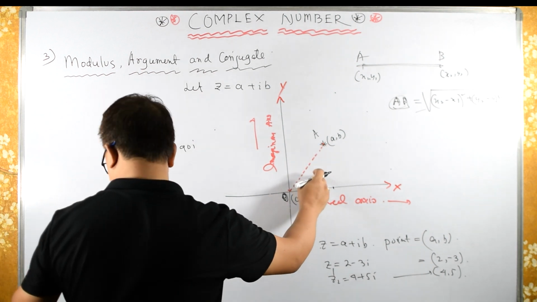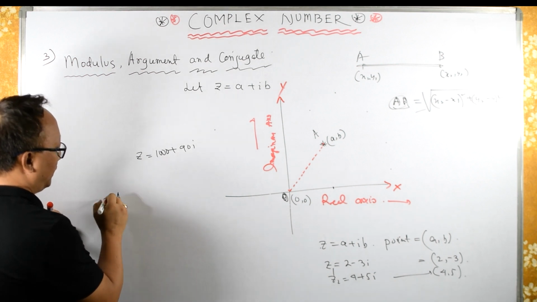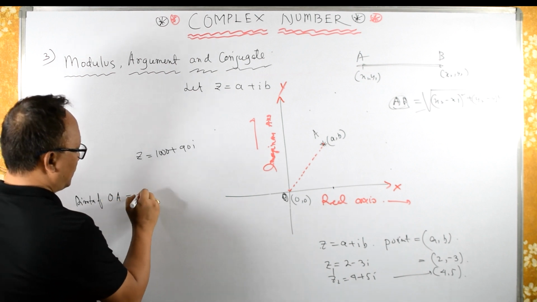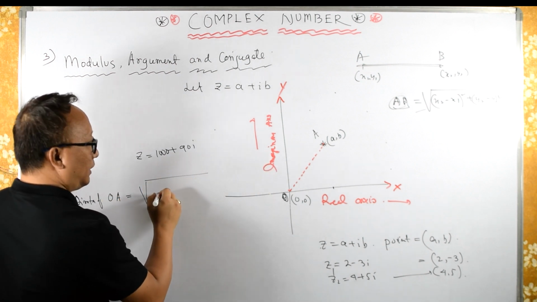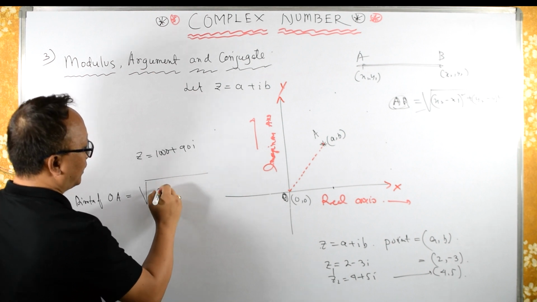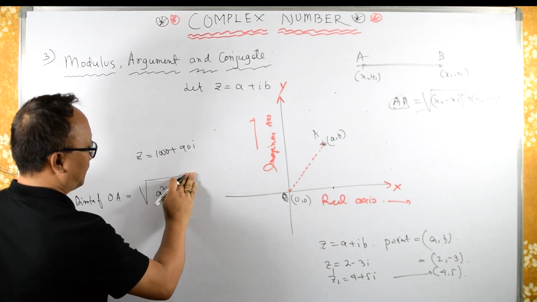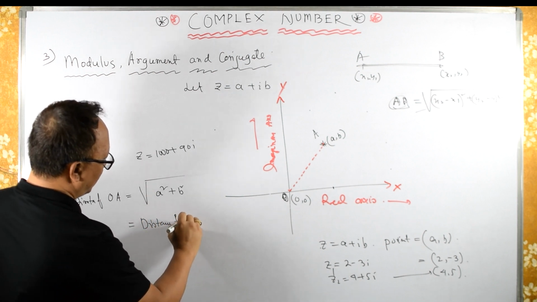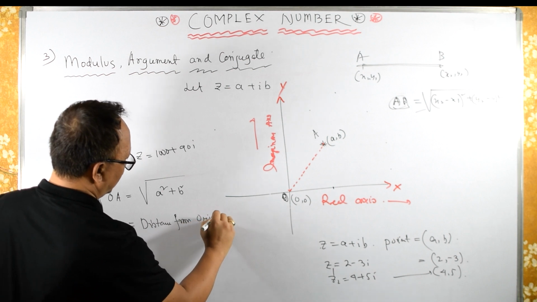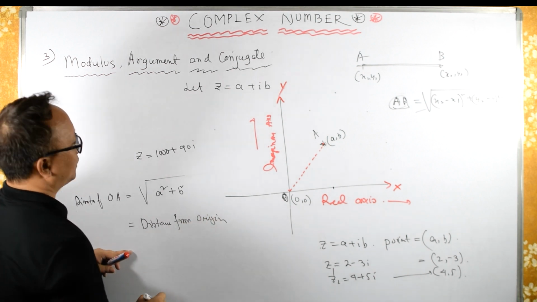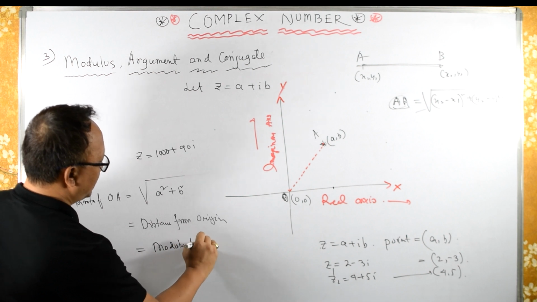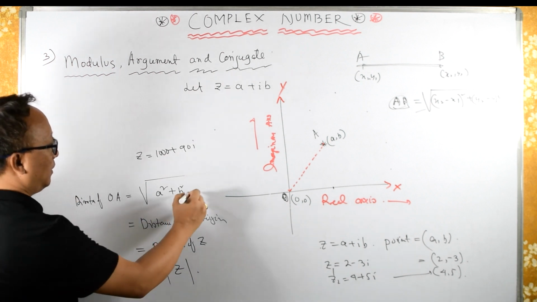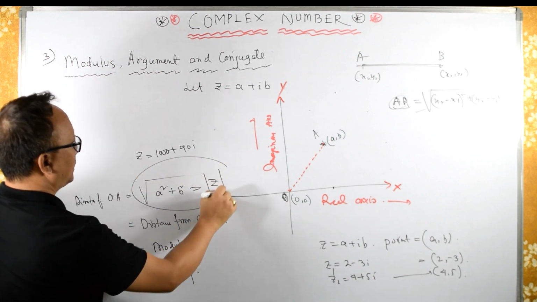So the distance OA equals the square root of A minus 0 whole square, which means A square plus B square. This is the distance from the origin, and we call it the modulus of z. Z is a plus ib, or sometimes we denote it by this. Mod of z equals this.